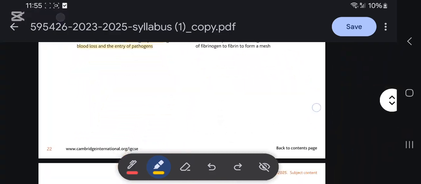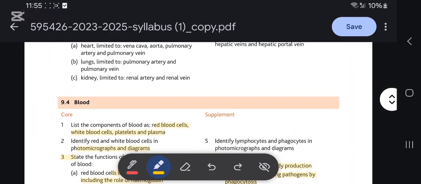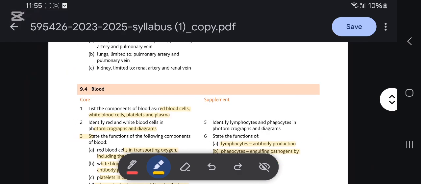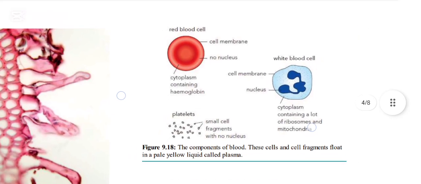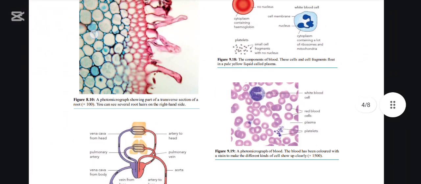Okay, we'll look at the diagrams later. Okay, so we'll have a look at the diagrams right now. Let's have a look at it. Okay, it's pretty straightforward. I hope we have those.